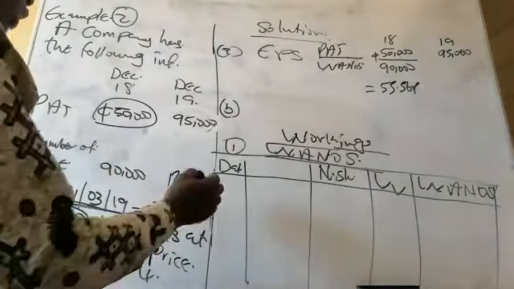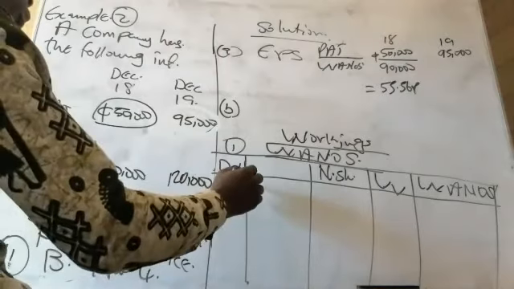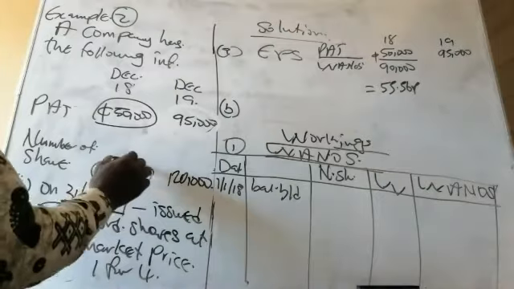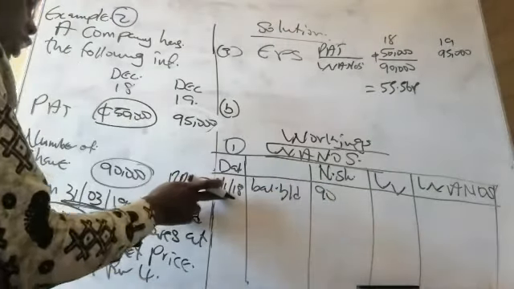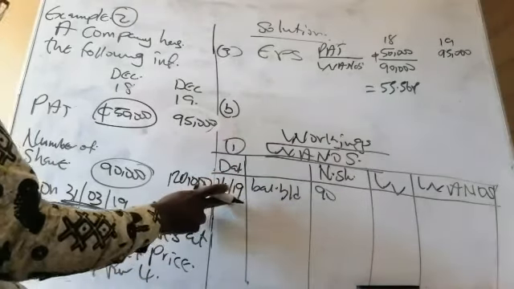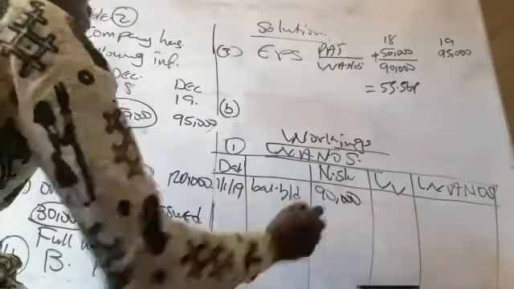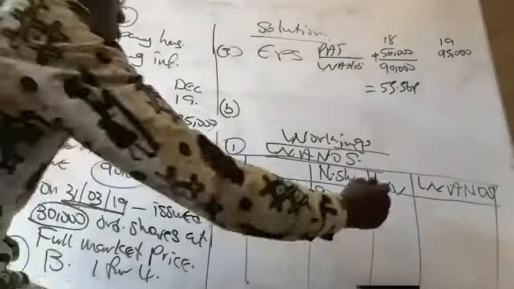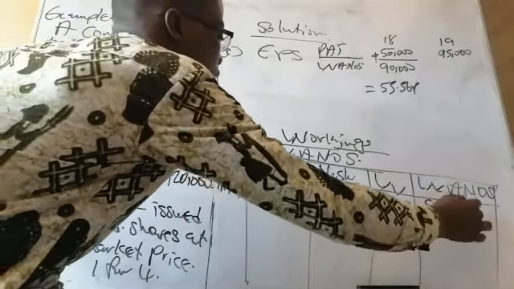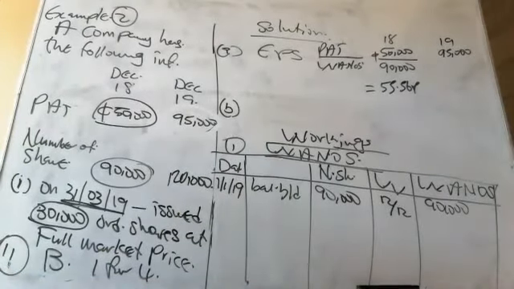So let's start. As usual, 1st January 2018. That's the opening balance, so balance brought down. The number of shares they have will be 90,000. For 1st January 2019, it is the same as for 31st December 2018. Basically, that is it. So put it together. The weight will still be 12 over 12, and it will give us 90,000 shares.